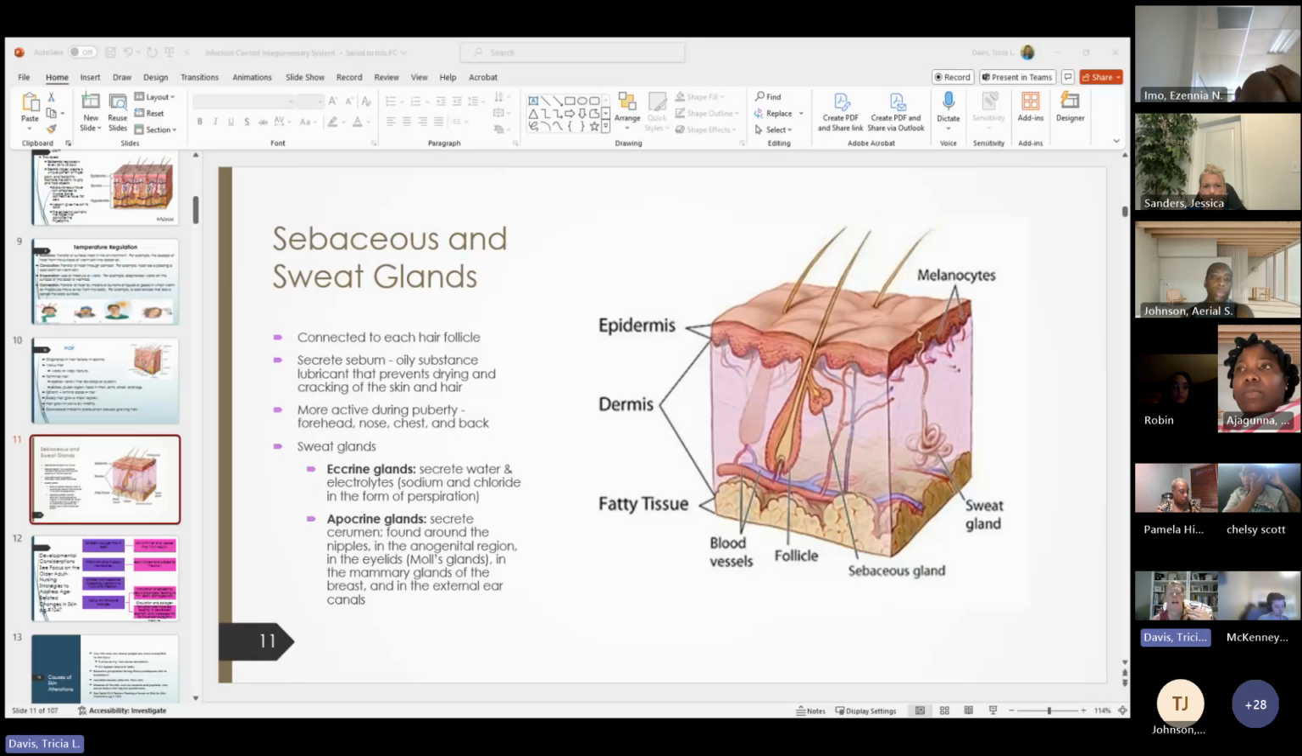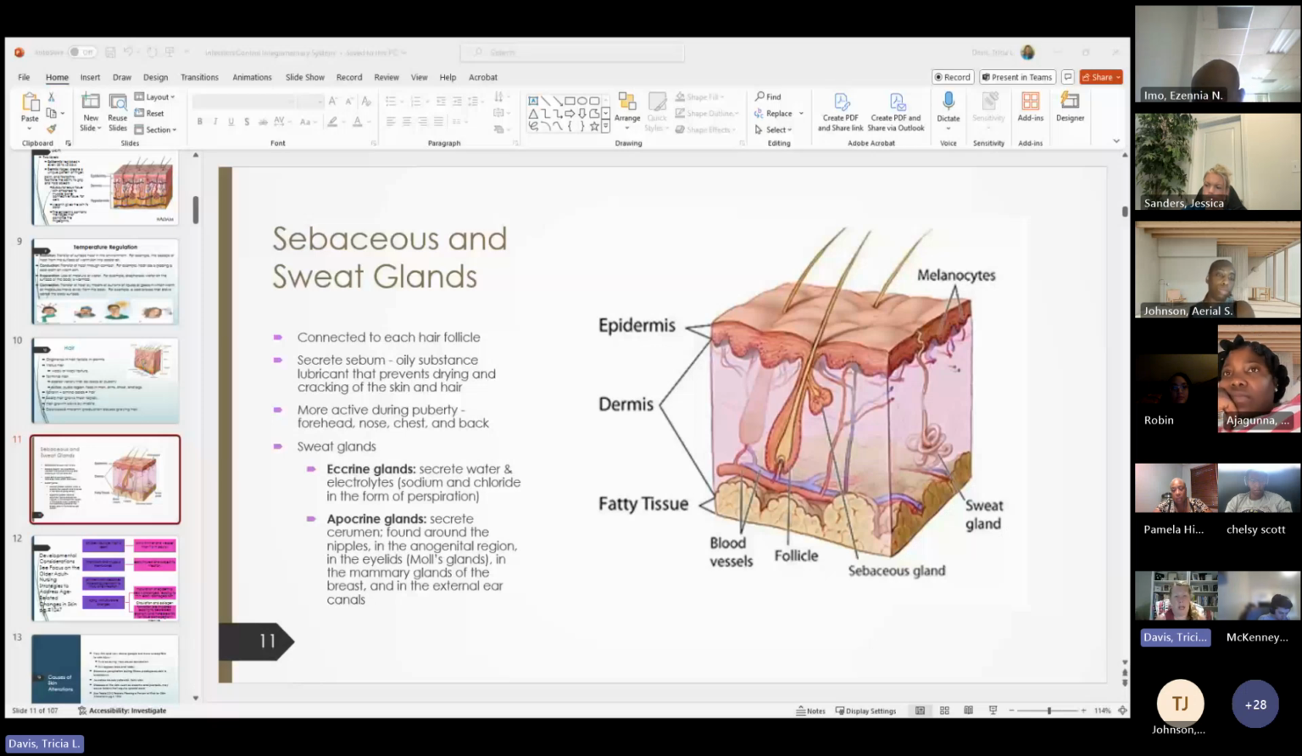Obviously, a lot of different people secrete sebum at different levels. Some people have very dry hair and very dry skin, so we would say that they have less, and some people tend to be a little bit more oily, so they probably have more production of those oils. These glands are definitely more active during puberty. So we see a lot of oil on the forehead, on the nose, on the chest, and the back, which is why it's so important to educate those teens to really wash their face during this time, because they can develop acne and other things.